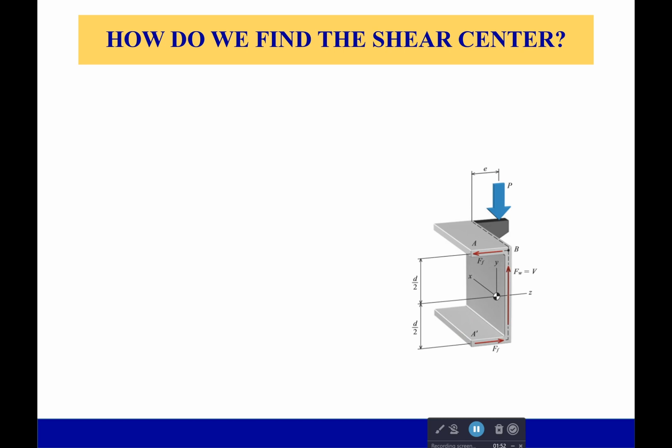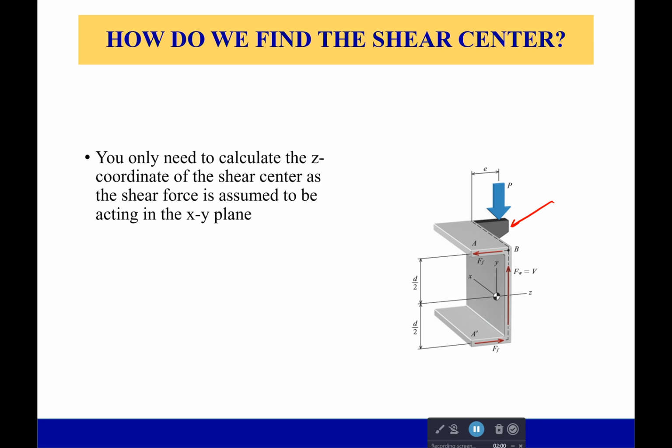So it might look something like this. Now for an open wall flange, you're like, what in the world? Yes, you have to apply a little plate here because the shear center is not even on the beam. Now we only need to calculate the z coordinate of the shear center as the shear force is assumed to be acting in the xy plane. It's not going to have any other components, it's just going straight down.